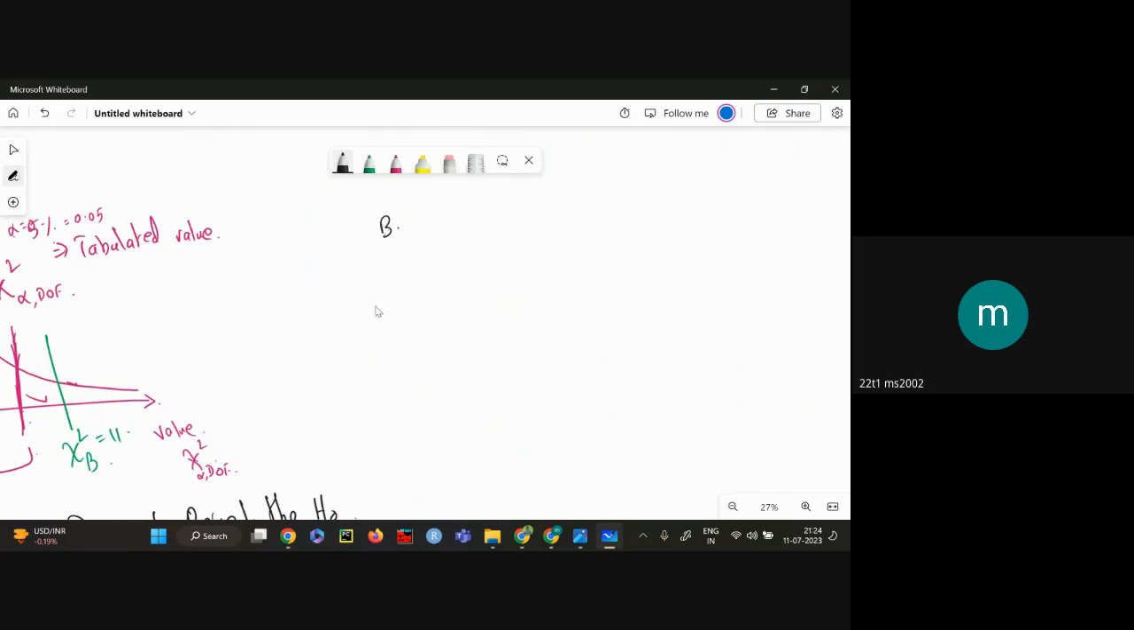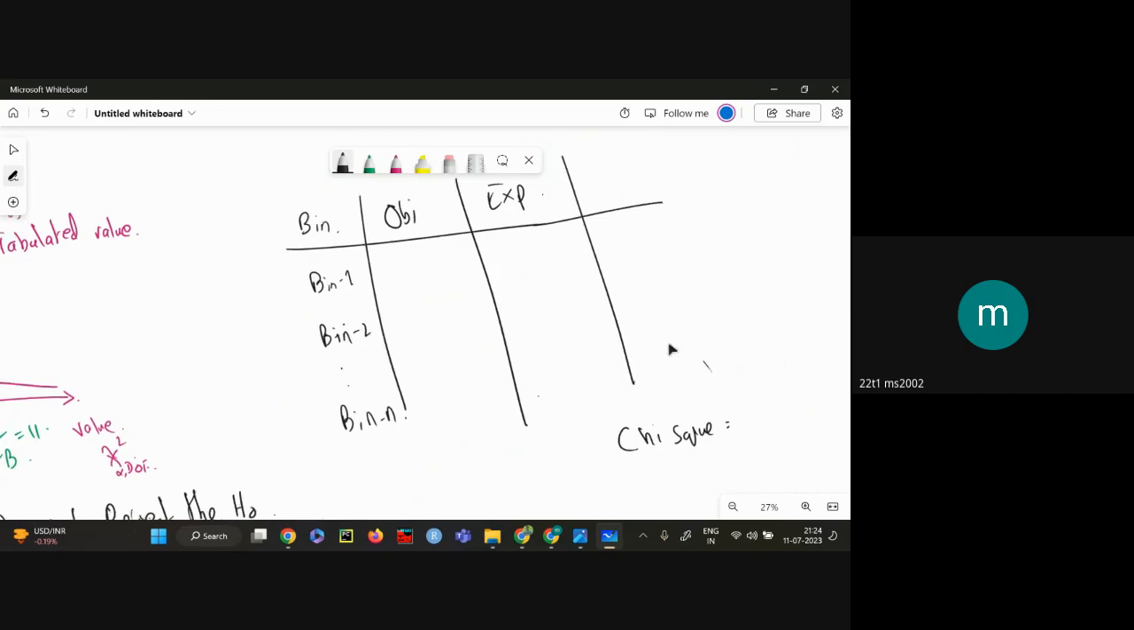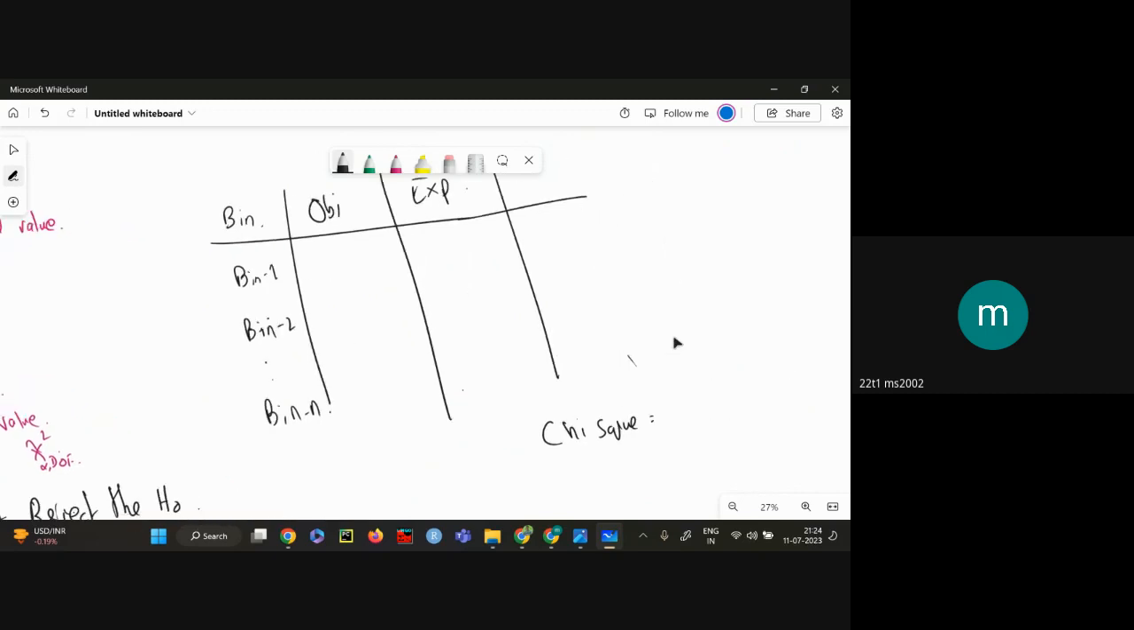You have bins. You are cutting that entire distribution into bins, right? You have bin 1, bin 2, so on and so forth up to bin n. Yes. And then you have your observed value, you have your expected value. What is the chi-squared statistic? Observed minus expected, the whole squared, divided by expected. Summation of this, right? Yeah.